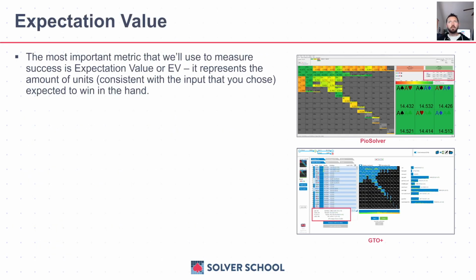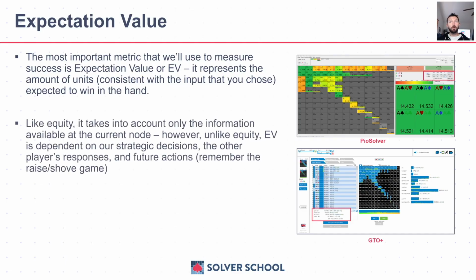The next metric is expectation value. Again, as I mentioned, it's the most important metric that we'll use to measure the success of any particular range or hand. And it represents the amount of units, which is consistent with the input that we chose, expected to win in the hand from that particular node. Like equity, it takes into account only the information that's available at that particular node. Unlike equity, though, it's dependent on our strategic decisions, the other players' responses, and future action.